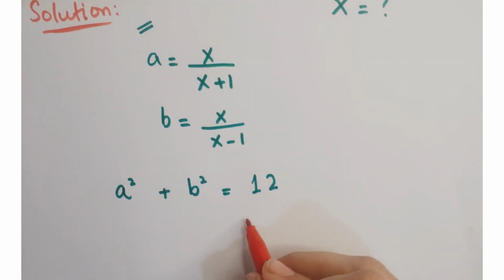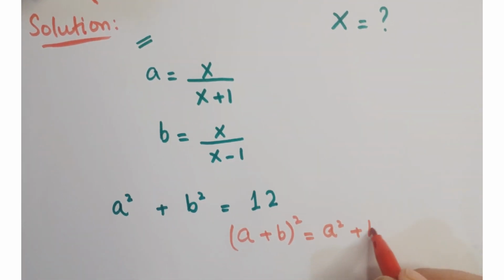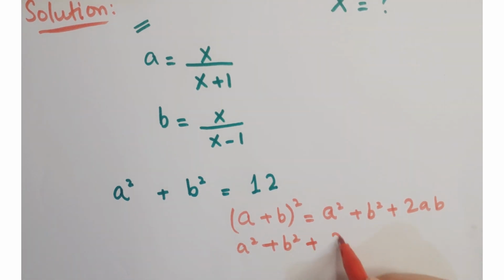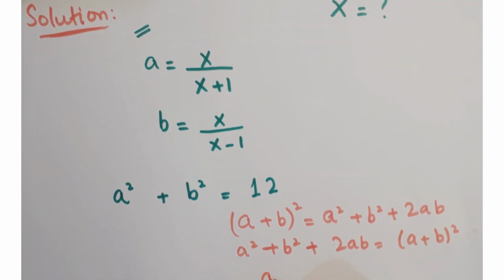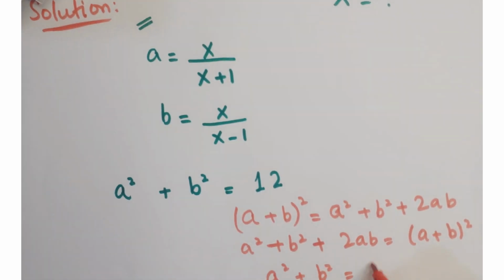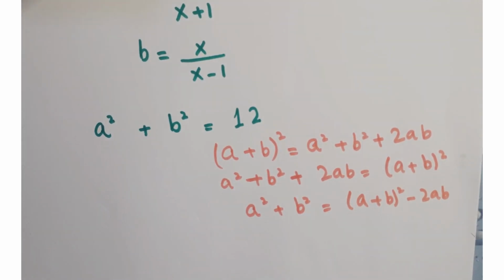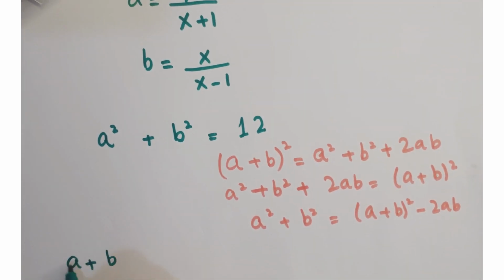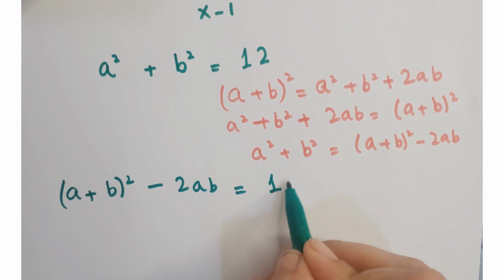Now remember the algebraic identity: (a+b)² = a² + b² + 2ab, or you can write this as a² + b² = (a+b)² - 2ab. Now shift this over there. So you get a² + b² = (a+b)² - 2ab. In place of a² + b² we can write (a+b)² - 2ab = 12.